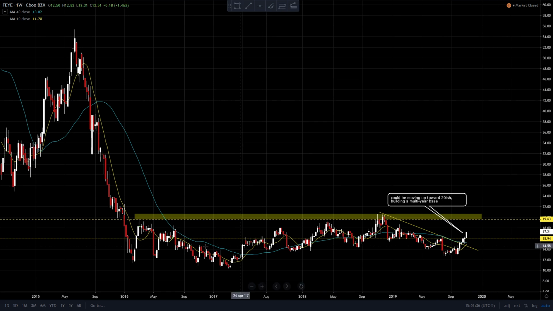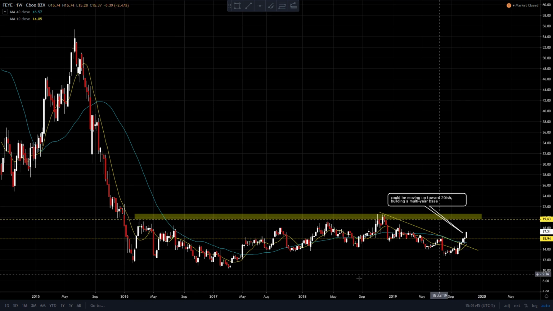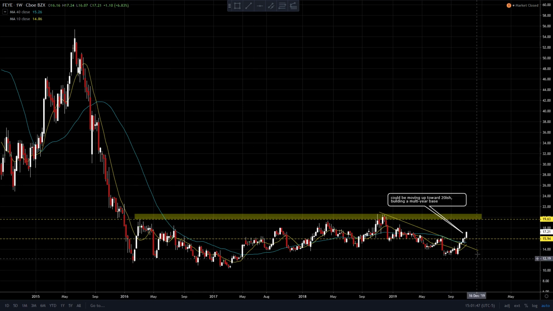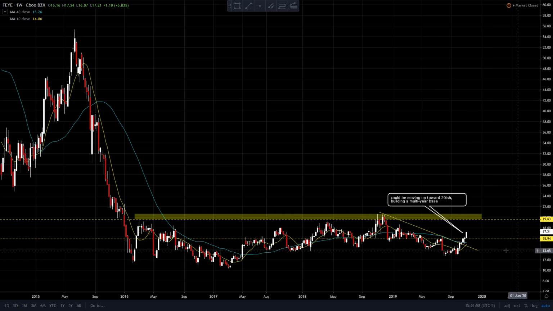And the next one is FEYE. FEYE, you can see that it's kind of interesting. Although the setup might not be so good yet, you can see it's a multi-year base here, right? And it just recently broke this trend line, and broke this level of resistance here near the 15.94.